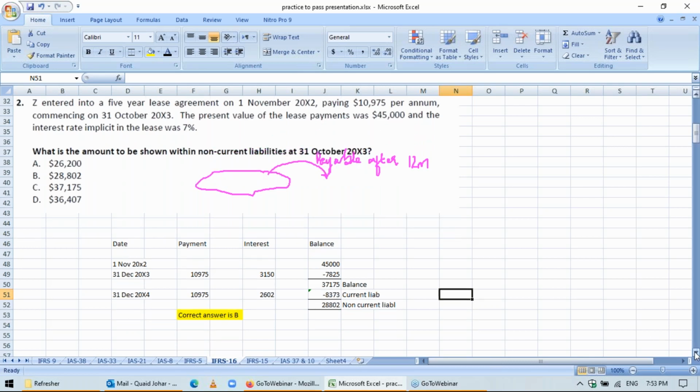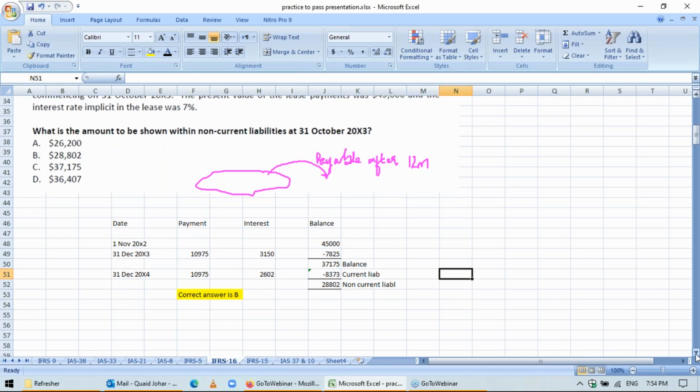Interest has not yet gone due because you have made the payment after 12 months time. So you have paid the interest which got due for this year plus the principal amount for the current year. But next year principal only will be shown as a liability. Interest will not be shown because recording interest depends on the passage of time. As time passes on, you will keep recognizing the interest, right? So that's why I'm excluding the upcoming interest from 10,975.